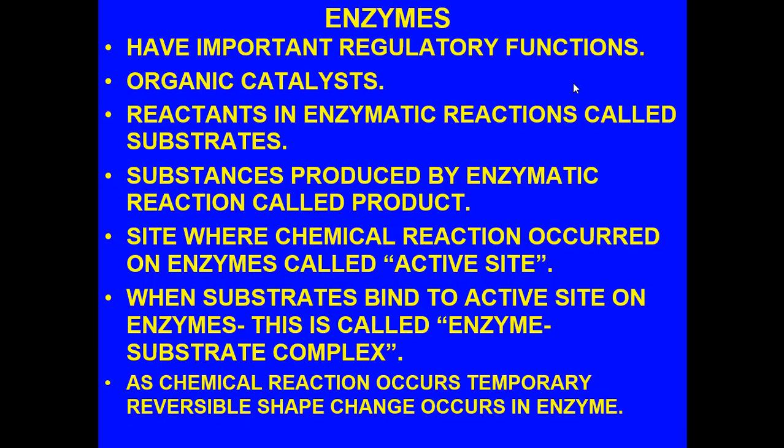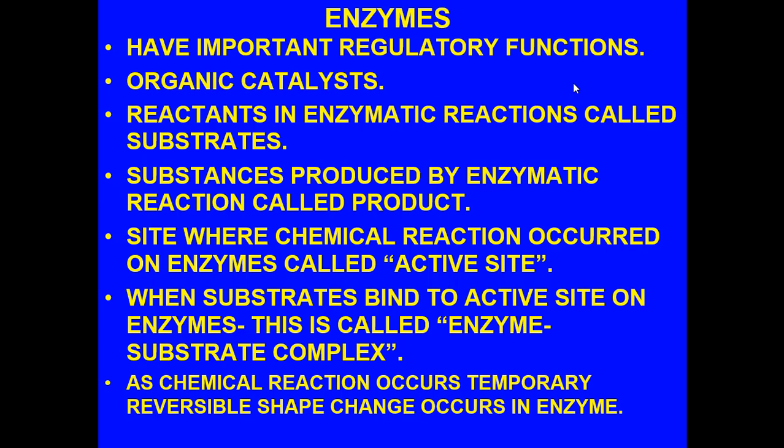They have important regulatory functions. They're organic catalysts. Reactants in enzymatic reactions are called substrates. This is unique, but you need to get it down. Now, substances produced by an enzymatic reaction are called products. So you would have substrate, arrow pointing toward product. Site where the chemical reaction occurs on enzymes is called the active site. So there's a unique little pocket where the substrates will bind to the active site on the enzymes, and they'll form what is briefly called an enzyme substrate complex.